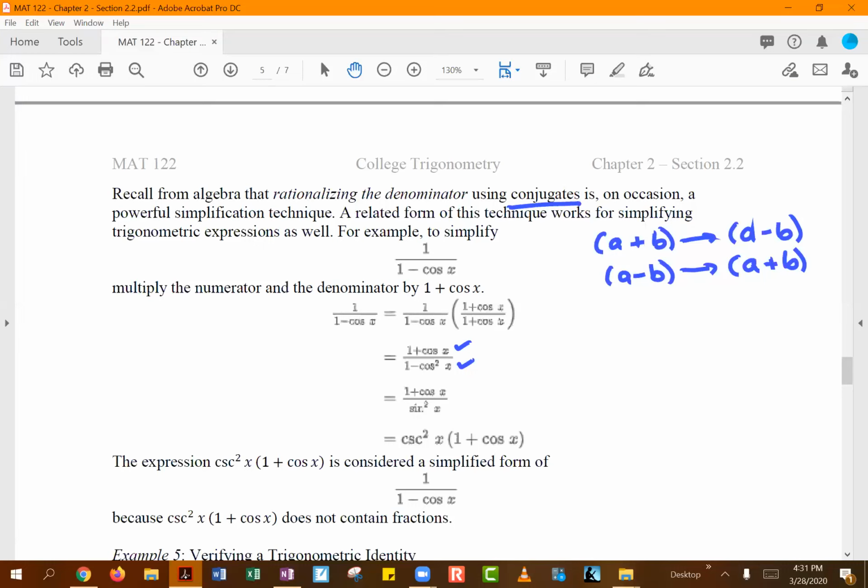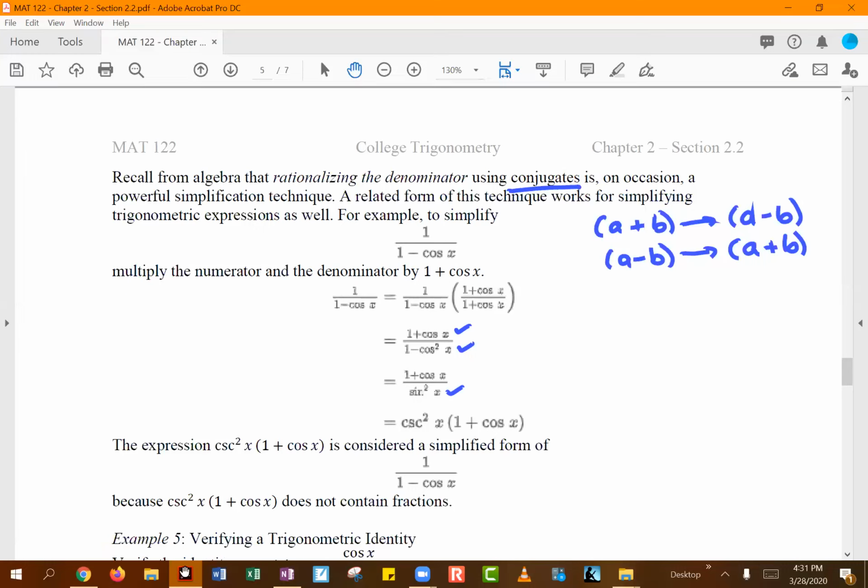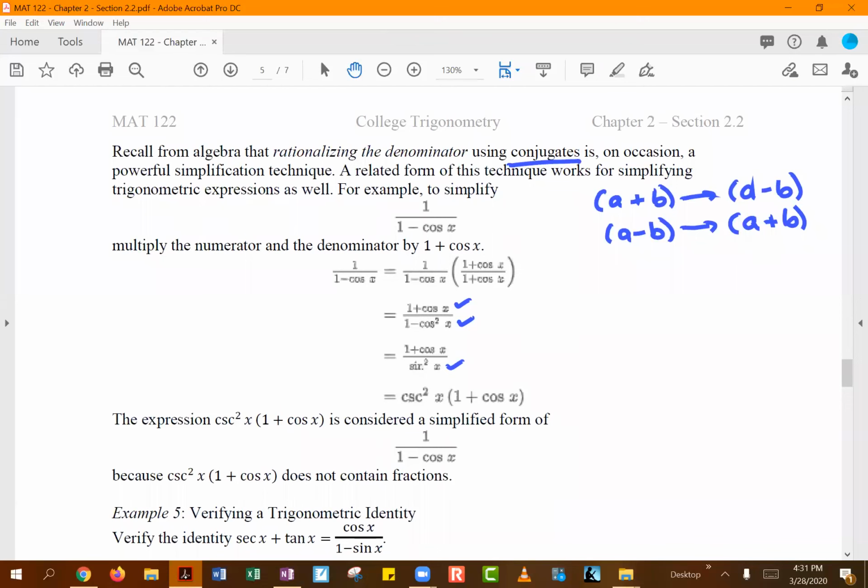1 minus cosine squared of x as sine squared of x. And then again, guys, for this last part, 1 over sine squared of x using the reciprocal identity is going to be cosecant squared. So that's actually where this cosecant squared of x is coming from. And then this numerator of 1 plus cosine of x stays right here with it. So that's basically how they are simplifying your 1 over 1 minus cosine of x.